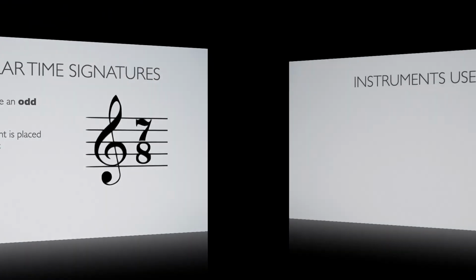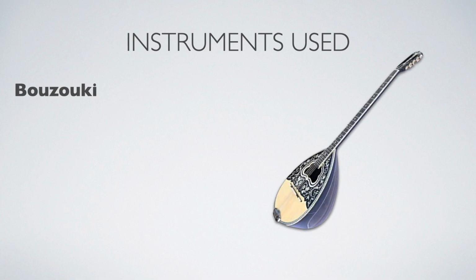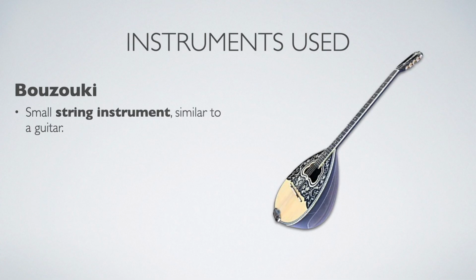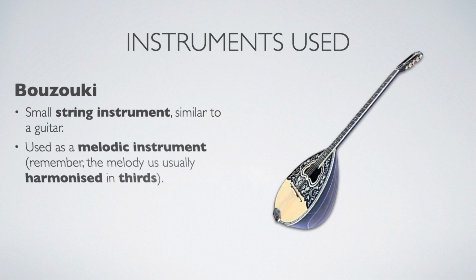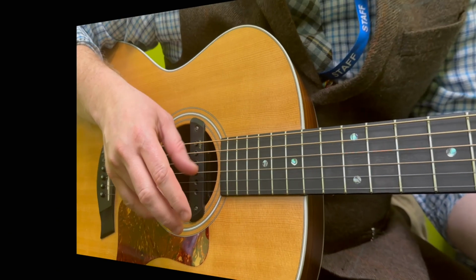Now let's have a look at the instruments commonly used within Greek music. And the first instrument we're going to talk about is the bouzouki, which is a string instrument similar to a guitar. Now this is used as a melodic instrument, and remember the melody is usually harmonized in thirds, meaning the bouzouki will actually be playing more than one note at a time. The bouzouki will also use lots of tremolo in the way it's being performed, and if you don't know what tremolo is, I'll include a little video clip of somebody playing tremolo on an acoustic guitar.